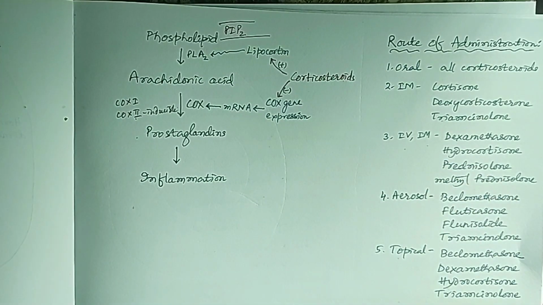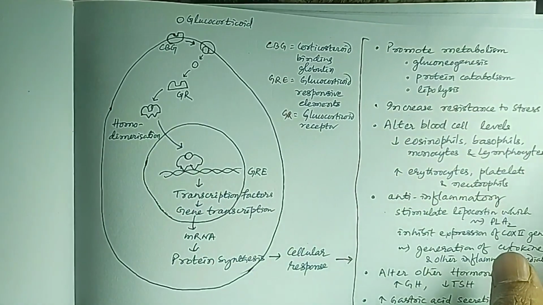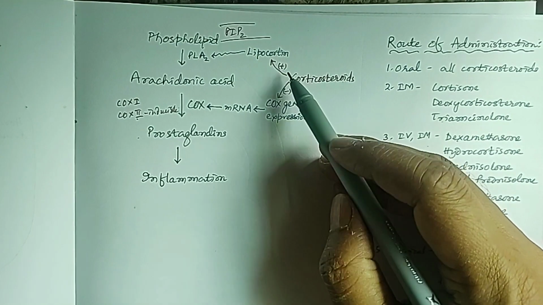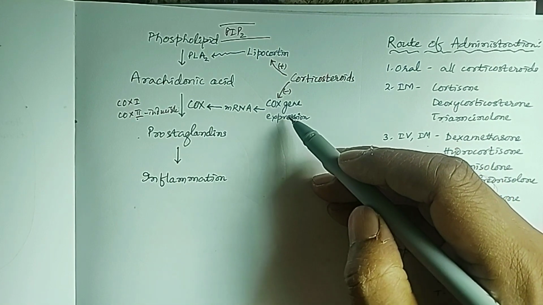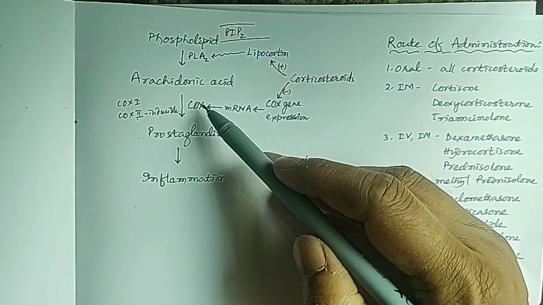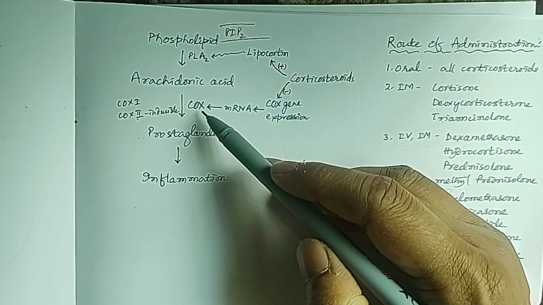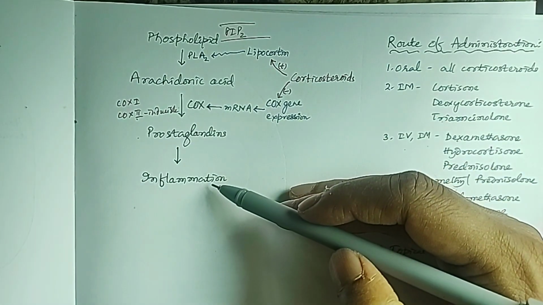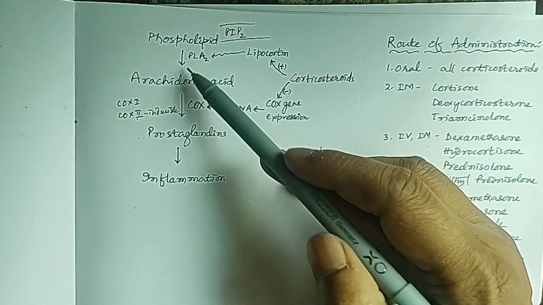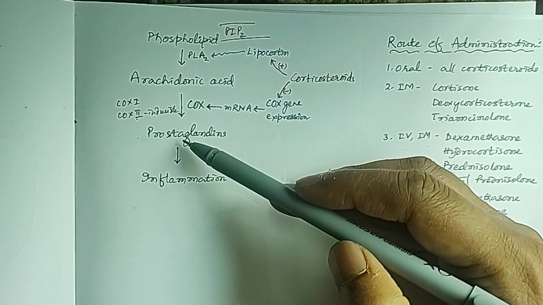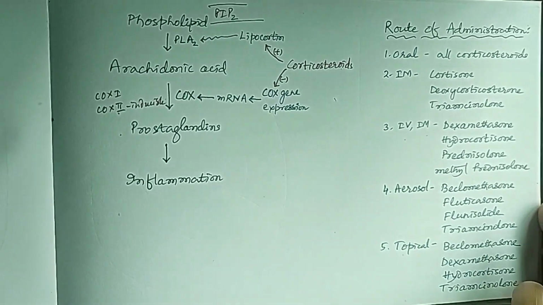Corticosteroids, when they regulate the gene transcription, accordingly some proteins are activated and some proteins are suppressed. Here you can see they activate lipocortin and suppress the COX gene expression. So by suppressing COX gene expression, the production of the COX enzyme, which is a protein, will decrease. So in this way, corticosteroids can act as anti-inflammatory, and this lipocortin is activated. Lipocortin inhibits phospholipase A2, so there will be decreased production of arachidonic acid, hence decreased production of prostaglandin. So in this way, corticosteroids act as anti-inflammatory drugs.